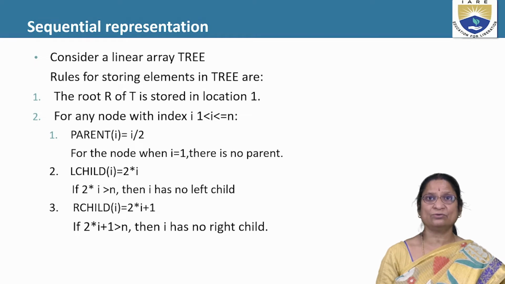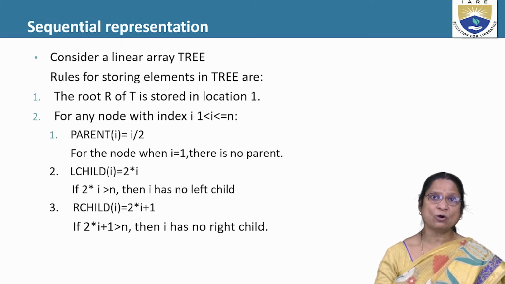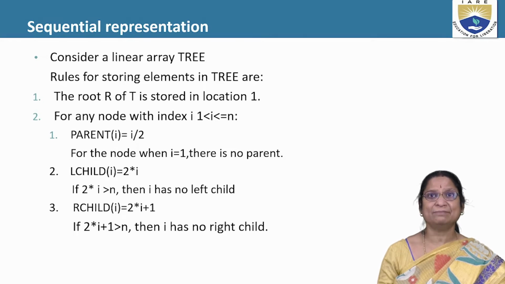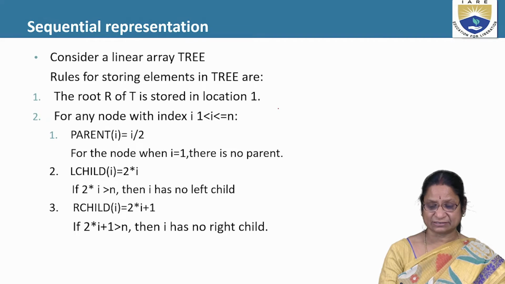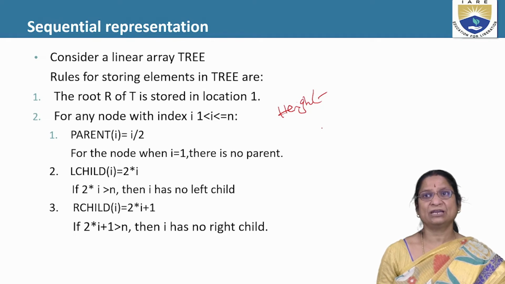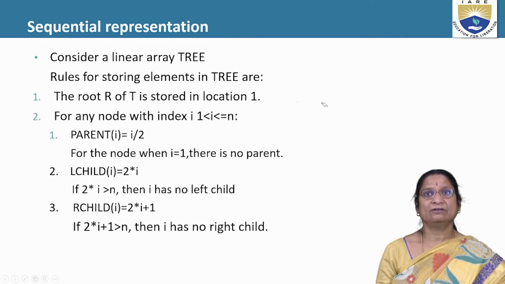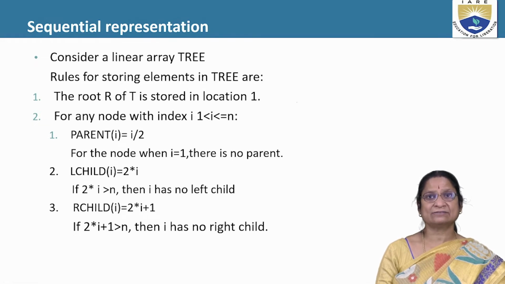Because it's static, we have to declare how much memory is required, how many nodes are going to be represented in our tree. That's why we have to know its height first. If you know the height, the total number of nodes can be identified by us, and we will declare the array size approximately equal to that, or a little bit more than that.